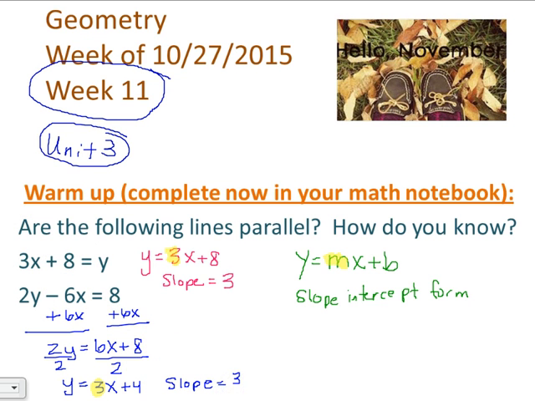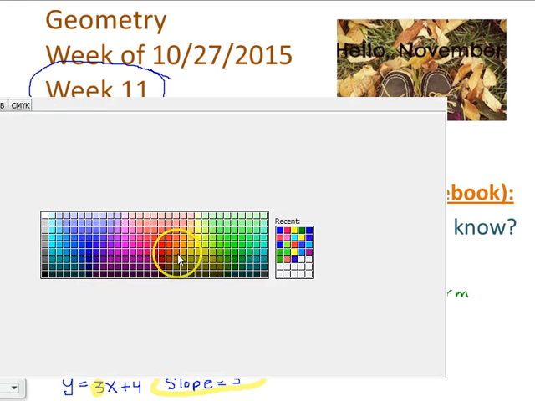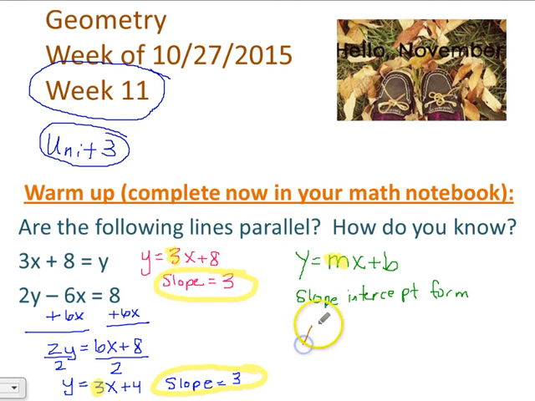And what do we know about the slope of parallel lines? We learned this last year in algebra. Parallel lines are going to have the same slope. So parallel lines have the same slope. So here our slopes were the same. They're both 3. So these two lines are in fact parallel, because each equation has the same slope.